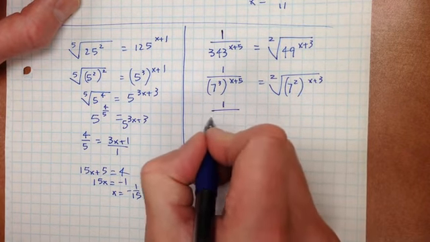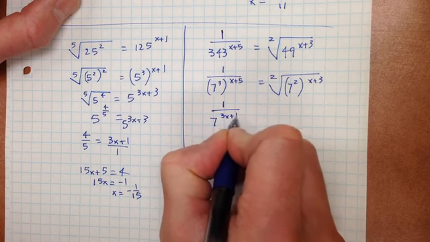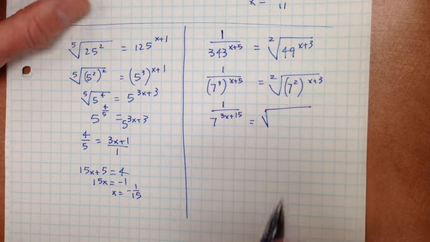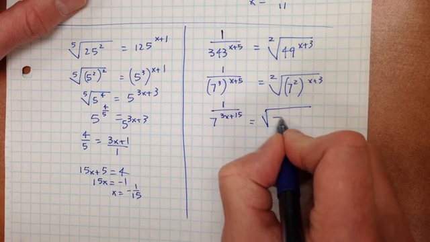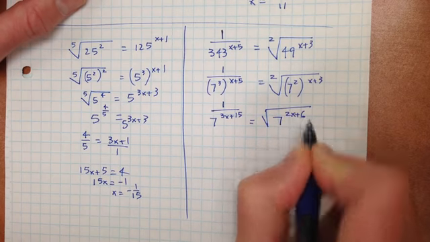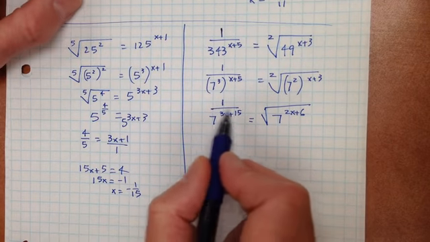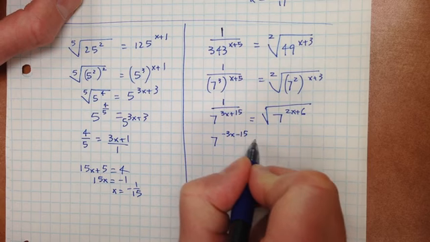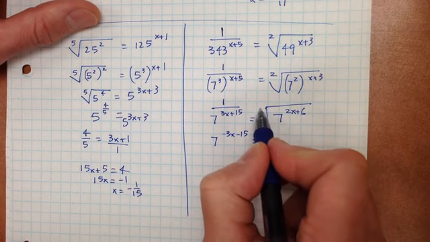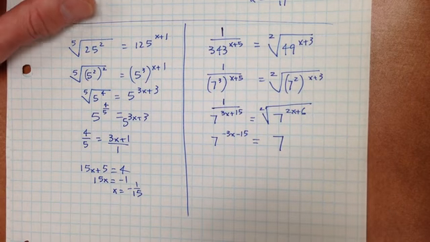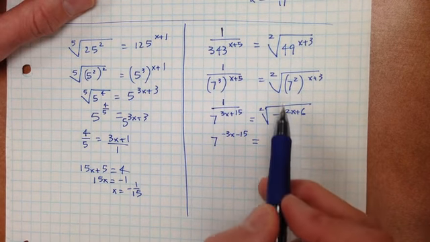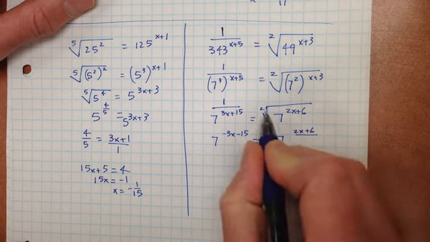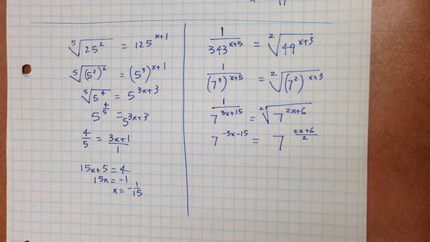So distribution here, 1/7 to the 3x plus 15 equals the square root, and I don't need that 2, that was just for some visual purposes there, 7 to the 2x plus 6. Alright, so I can bring this thing upstairs by changing its sign. -3x minus 15 equals, okay, remember that 2 is right there, so this is 7. Now we're looking at a fractional exponent. The exponent is up top, the numerator, 2x plus 6. Downstairs is the root you are taking, which is 2.